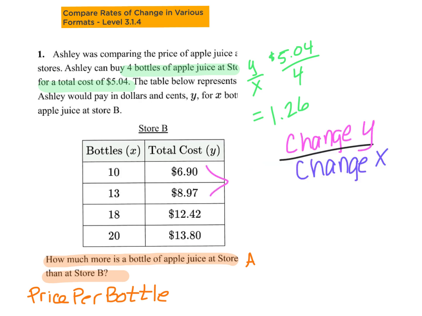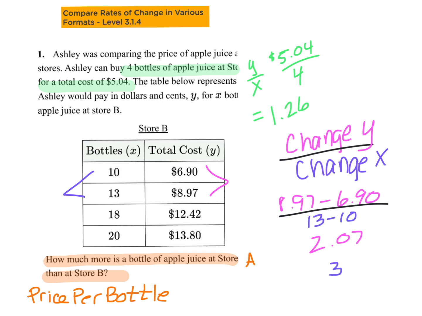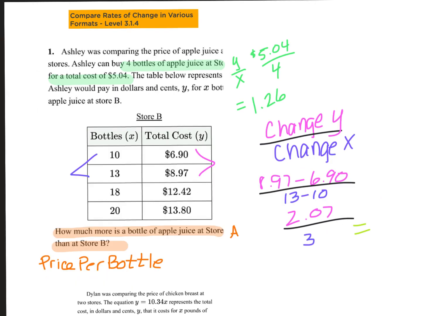So my change in my Y value, if I'm looking at those Ys, I would do $8.97 minus $6.90 to find the difference there. That would be $2.07. Then my difference from 10 to 13, we would do 13 minus 10, which gives us a difference of 3. And then because it's change in Y over change in X, we know that means division. So store B charges 69 cents per bottle.